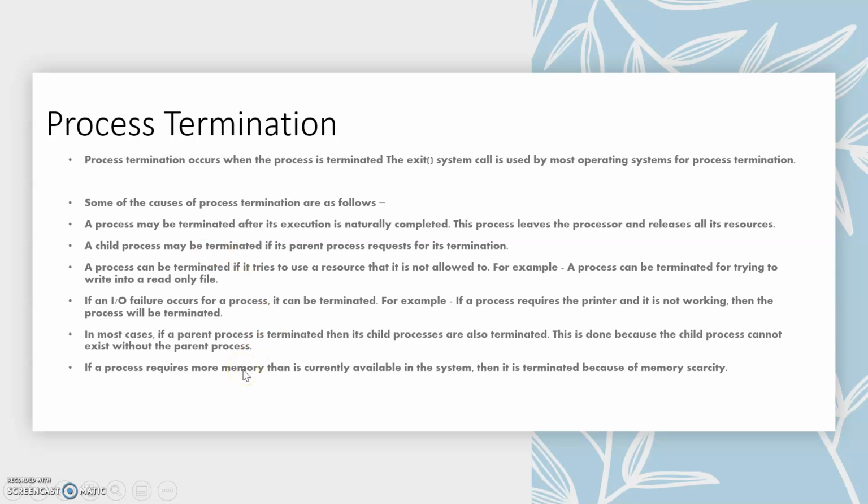Either a parent is terminating the child, or if a parent is getting terminated, automatically the child will also get terminated. Or if a process is completed, naturally it will get terminated. Or if it is doing something which is an error case, that is trying to write to a read-only file, in this case also the process will get terminated. Or if it is demanding more memory which is greater than the current system memory, here also there is a chance for the process to get terminated. So these are the various ways in which the process can get terminated.